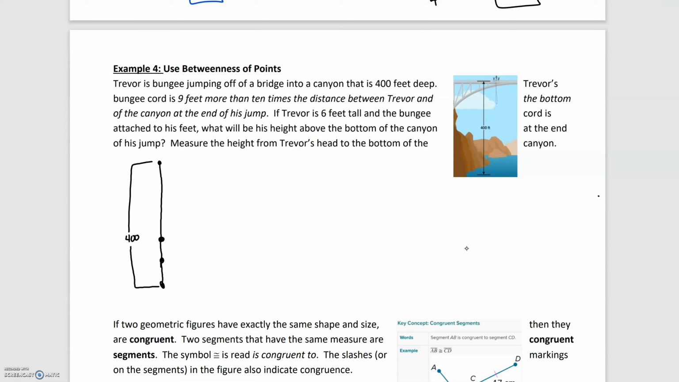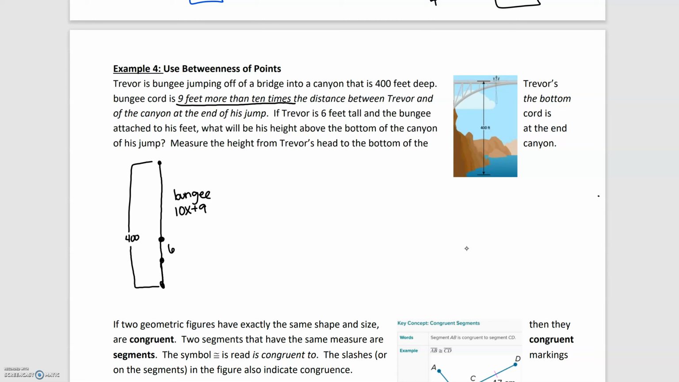We have from the bridge down, that's going to be our bungee cord. And then we have Trevor here, and then we have the space from Trevor's head all the way to the bottom of the canyon. So for the bungee, we have 9 feet more than 10 times the distance. Well, we don't know the distance between Trevor and the canyon, so that's going to be a 10x, and then 9 more than is going to be a plus 9. So the bungee is really a 10x plus 9.